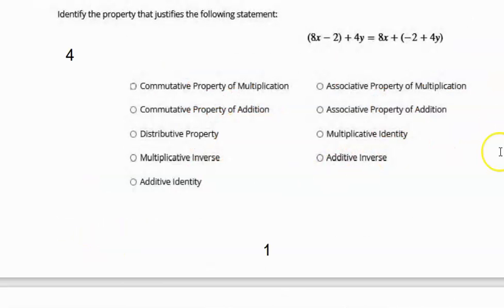Now for number 4, this one is rather clear-cut, and I'll move it up so you can see it. Again, pausing it, taking a look at what they're asking, similar to the previous question, which would match up as you see this here. Well, notice the order is exactly the same. The only difference is the grouping. Here we're grouping these, there we're grouping this. So this is the associative property of addition.